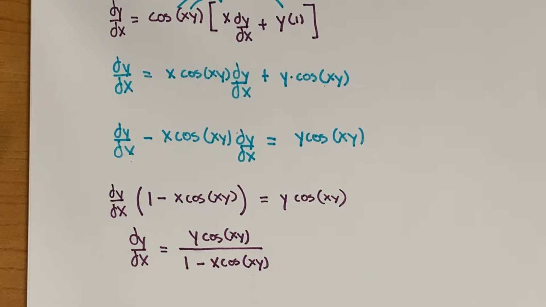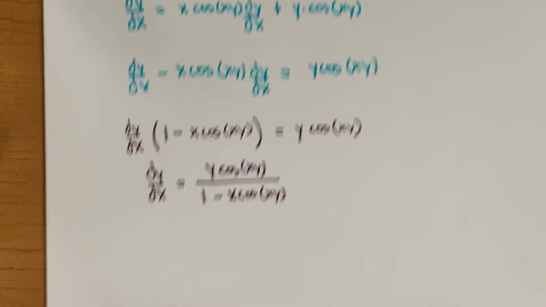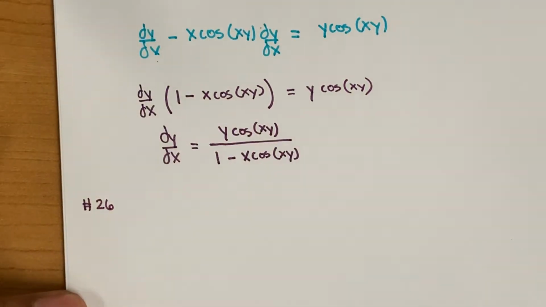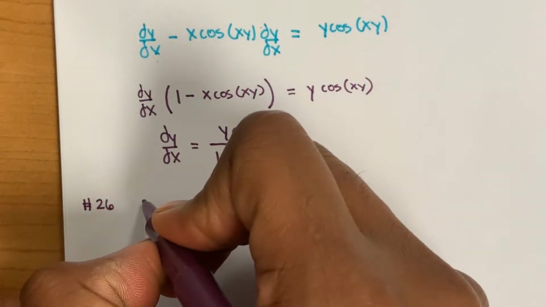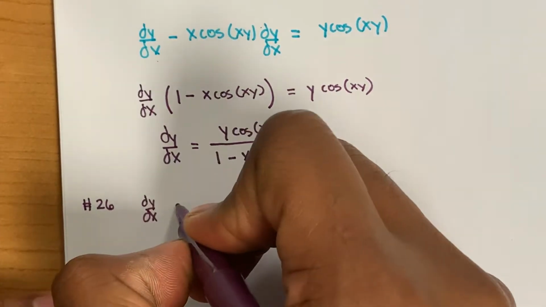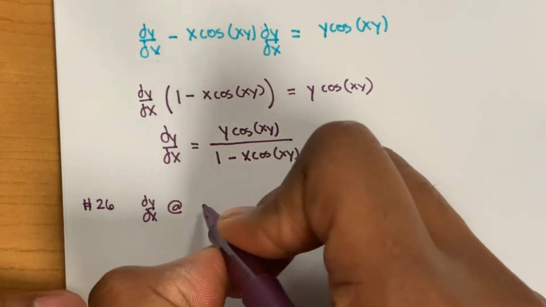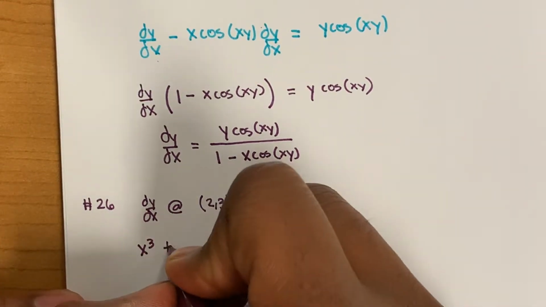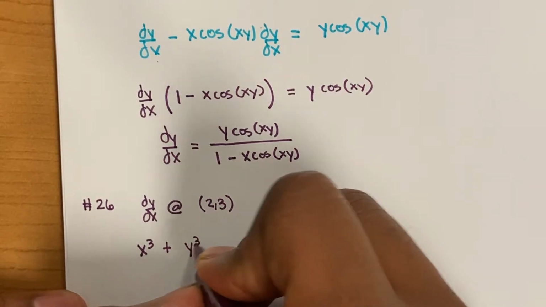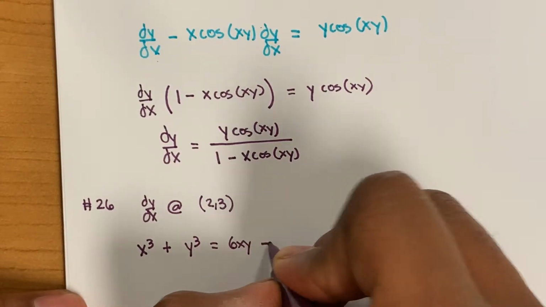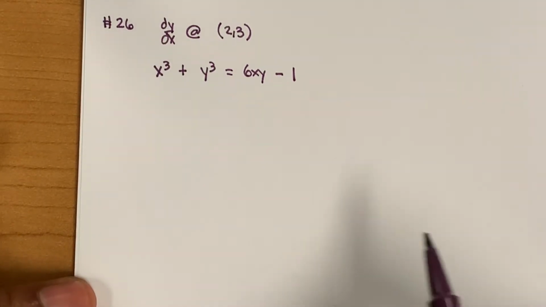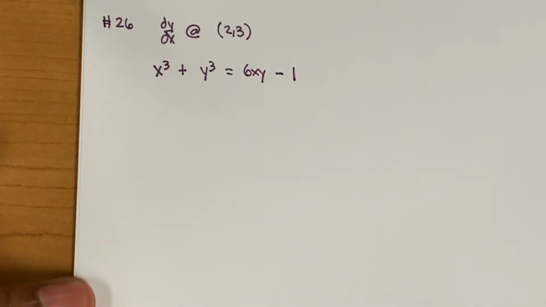Let's do example number 26. So for number 26, we're finding the derivative at a particular point. We're finding dy over dx at the point 2, 3. So the function is x cubed plus y cubed equals 6xy minus 1. I'll move this up and get some real estate. And we're finding, again, the derivative at this point.